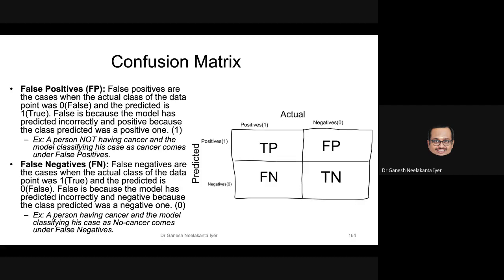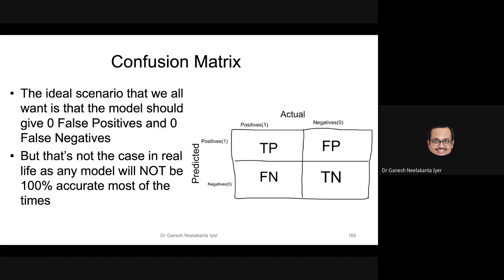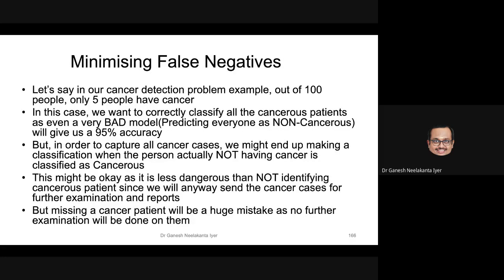So this is the essence of the confusion matrix. It may look very simple, but it gives you a lot of insights. The ideal scenario that we want is 0 false positives and 0 false negatives. But that is ideal. That can never be true because after all, machines are machines. We will look to reach as close to the ideal condition as we can.